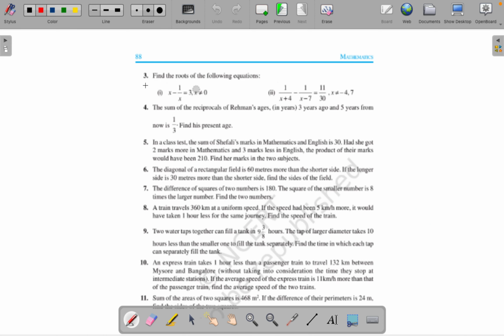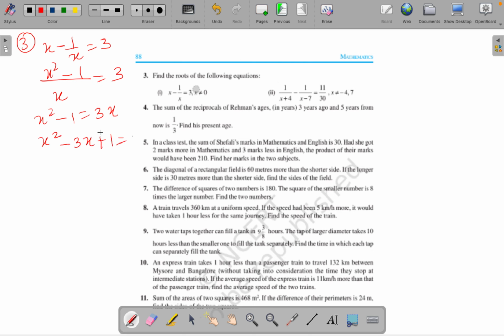Now let's move on to some word problems. First, let's do question number 3. Again, no need to worry at all. Just convert it into a standard quadratic equation by taking LCM and reducing the fraction term, and you will get your answer. X square minus 3x plus 1 equals to minus 1 equals to 0. Again, A is 1, B is minus 3, and C is minus 1.